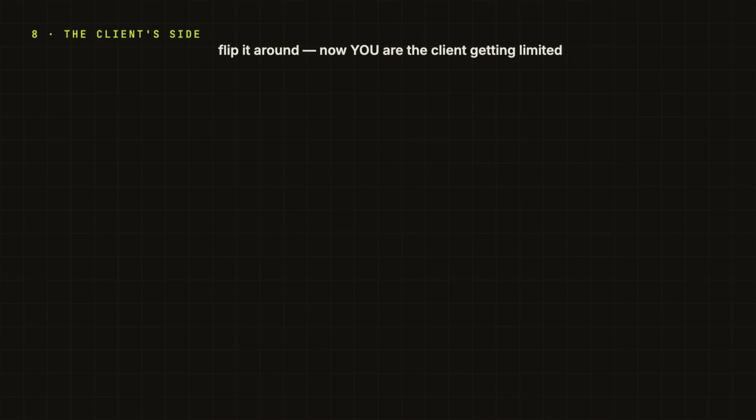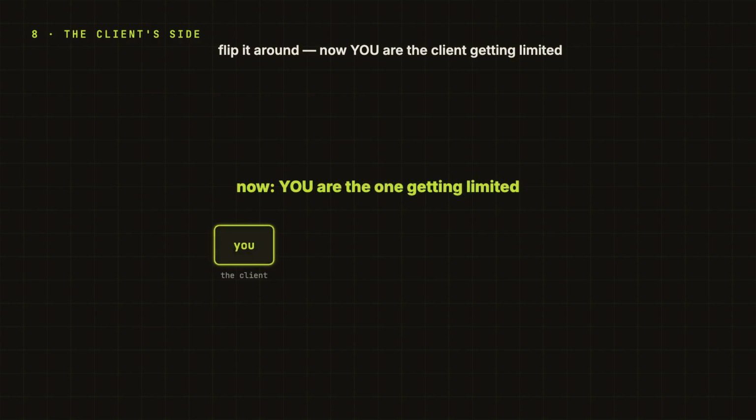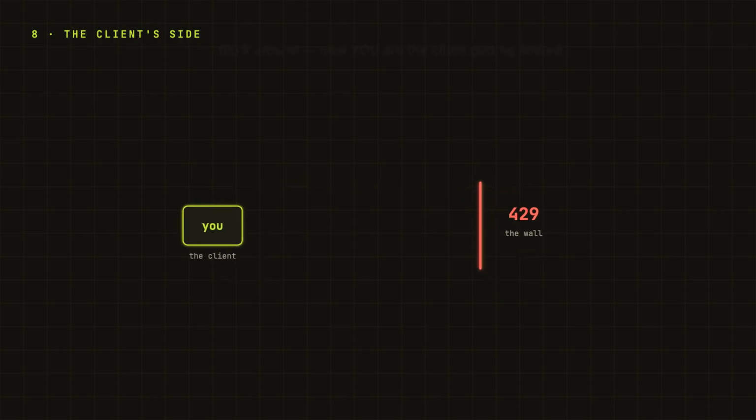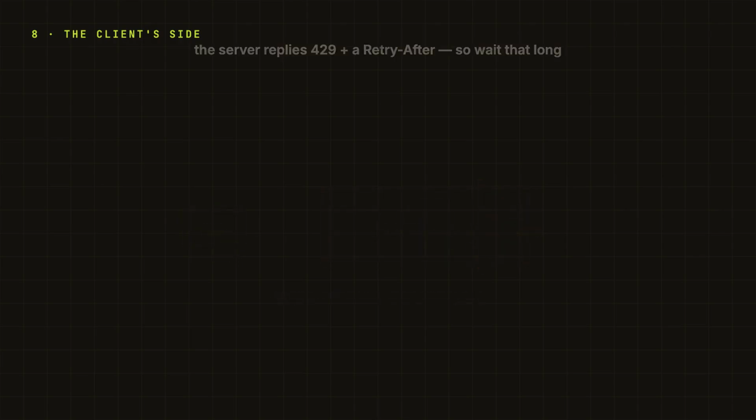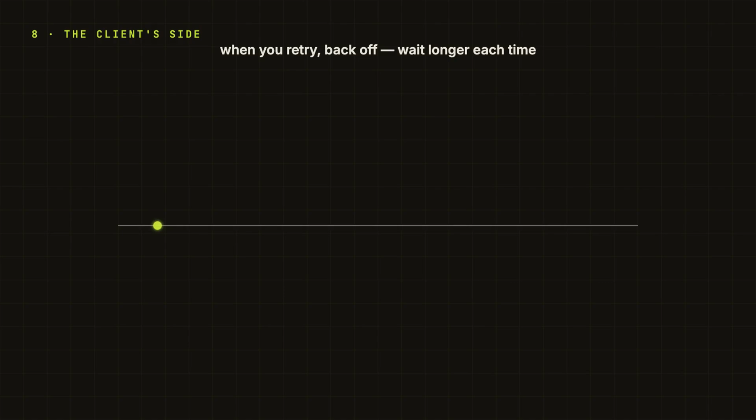Okay, flip it around. So far, you are the one doing the limiting, but honestly, most of the time, you are the one getting limited. You are the client. So, what do you do when something tells you to slow down? First, the server tells you with a 429 Too Many Requests and usually a Retry-After header. Literally, here is how long you have to wait, so wait that long. Don't just keep hammering. And when you do retry, you back off. Wait a little longer each time. 1 second, 2, 4, 8, exponential backoff.